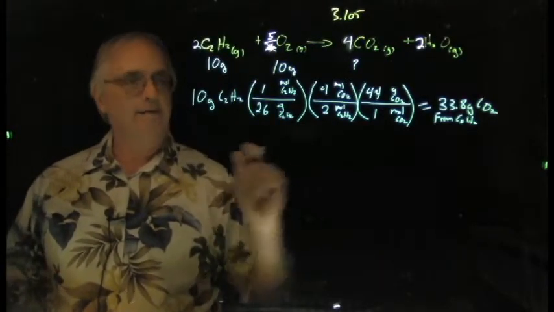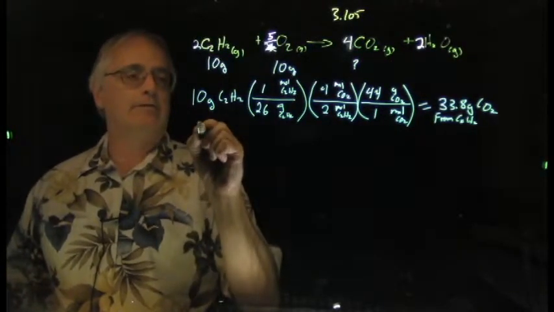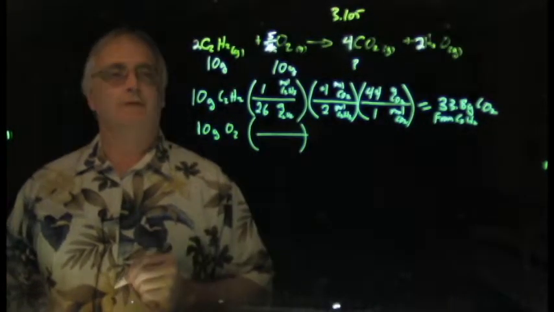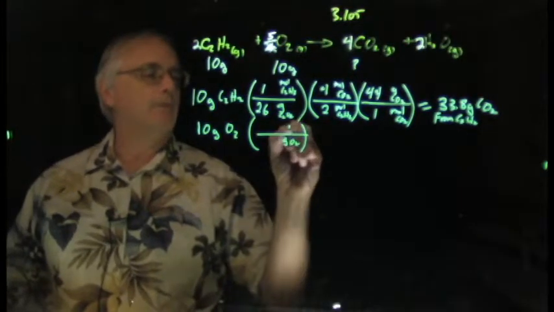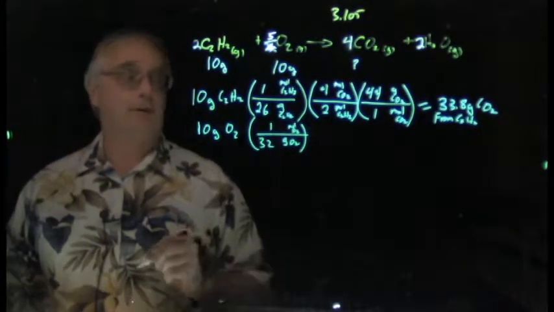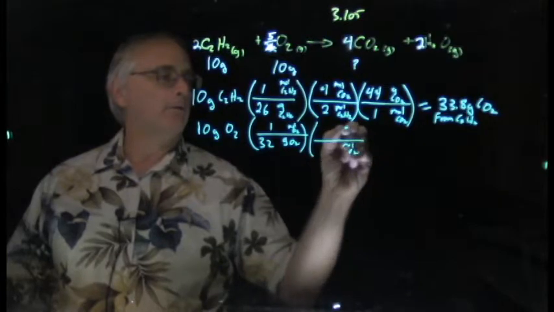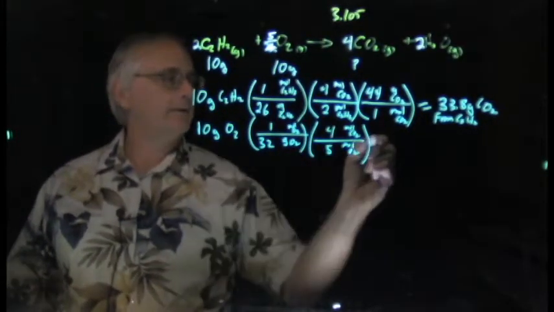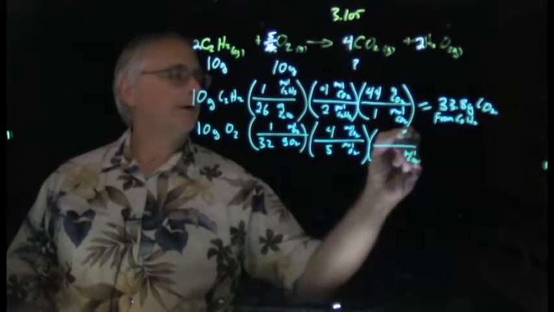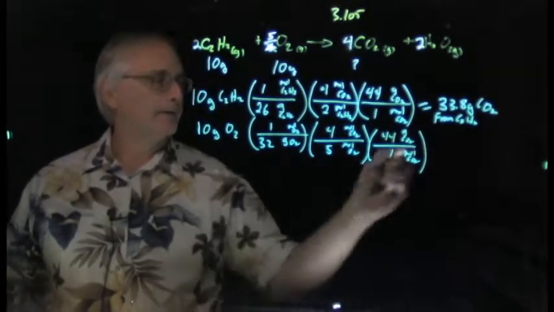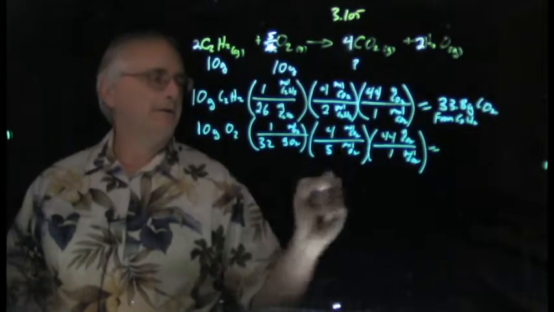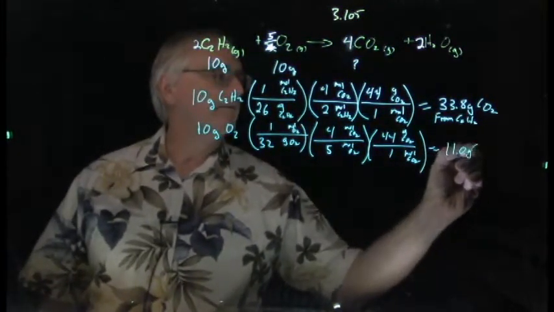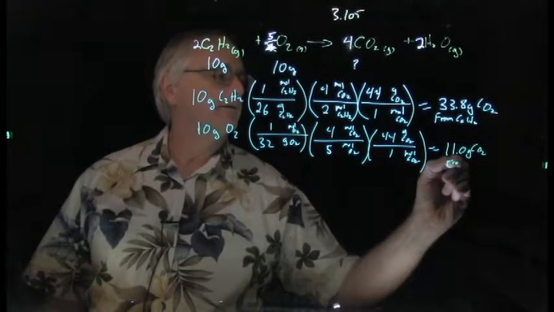We're going to run the exact same process again, this time around, starting with my 10 grams of oxygen. And the same 3 steps are going to apply with just a few different numbers. I need grams of oxygen, moles of oxygen. 1 mole is 32 grams for O2. Mole of O2 becomes a mole of CO2. And the balanced equation says there's 5 moles of oxygen for every 4 moles of carbon dioxide. Moles of CO2, grams of CO2. 44 grams per mole. Do the magic calculator dance here. 10 divided by 32 times 4 divided by 5 times 44. And what do we get? 11.0 grams CO2 from the oxygen.